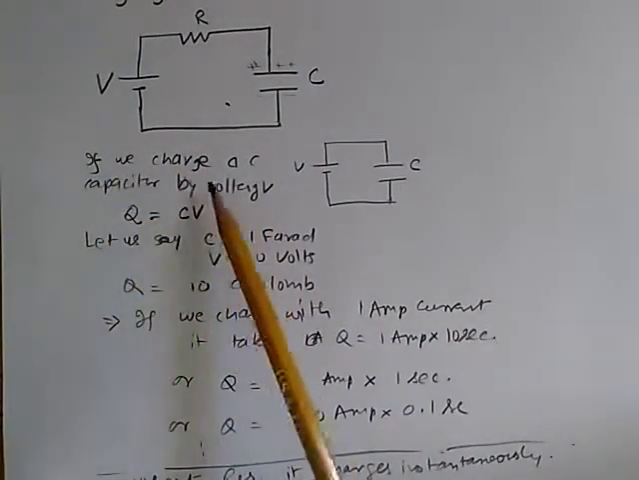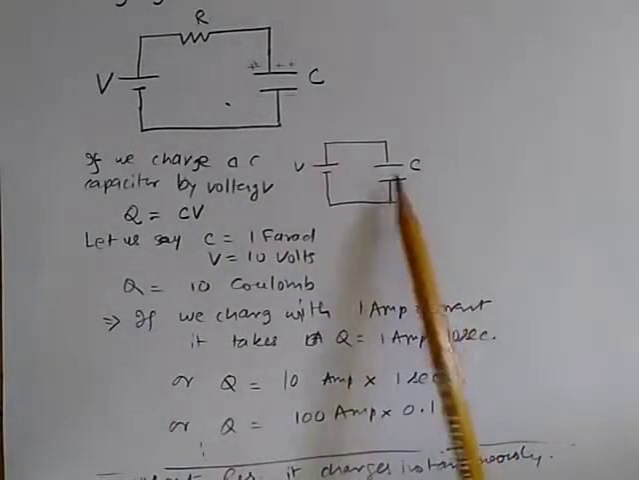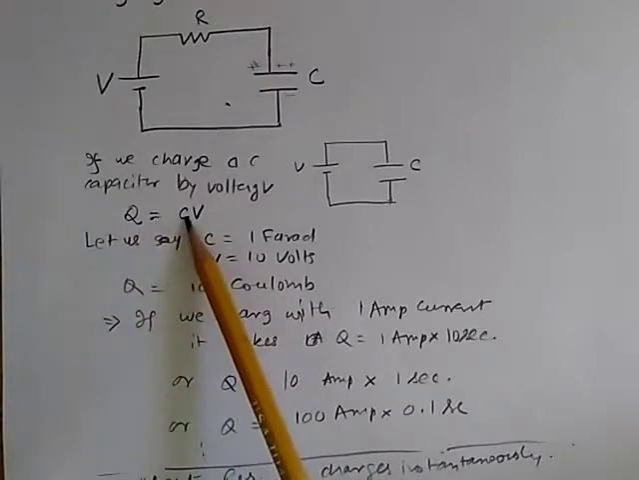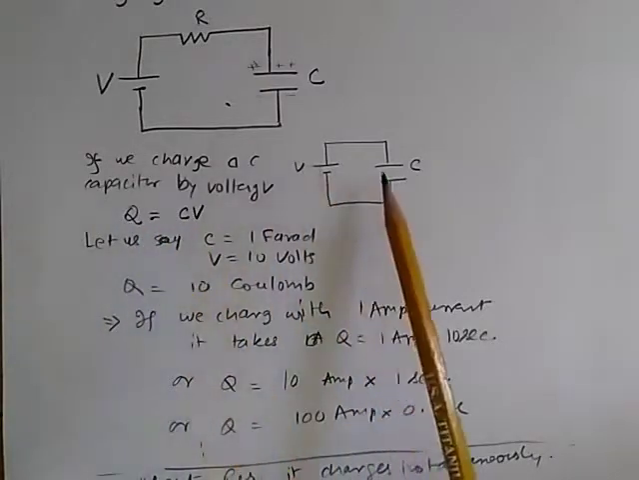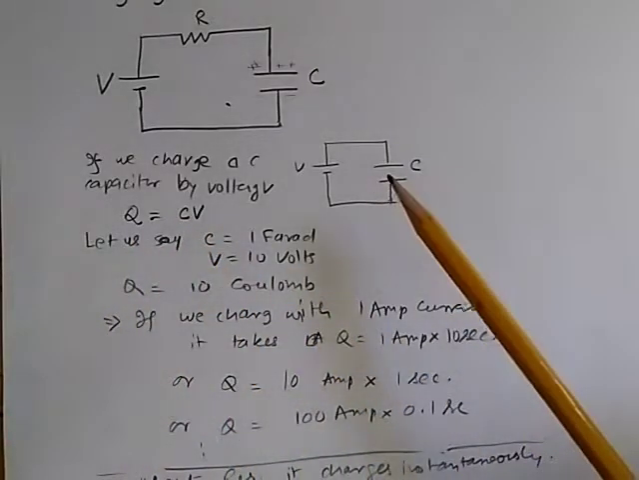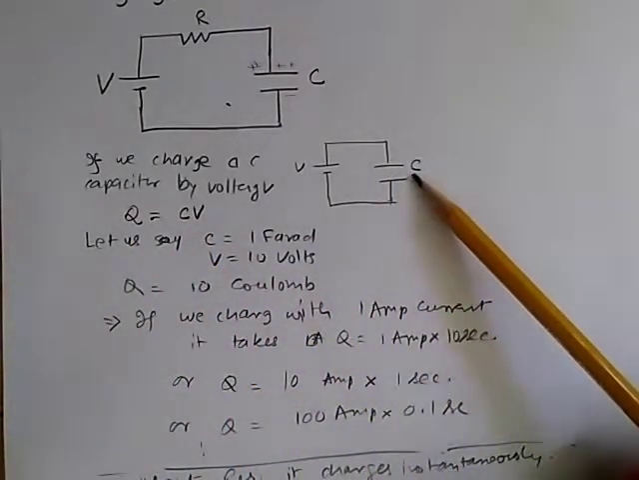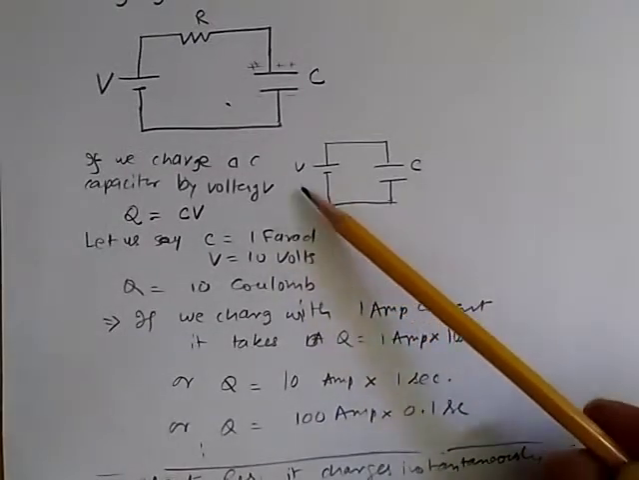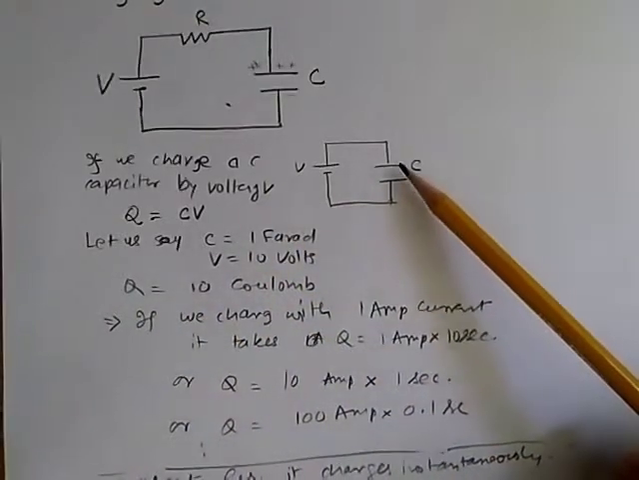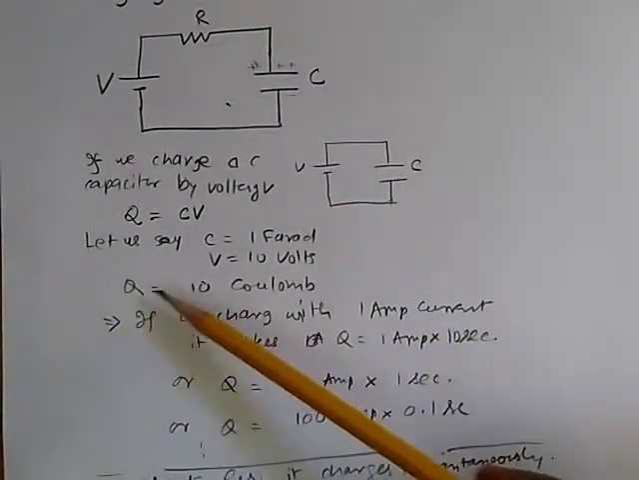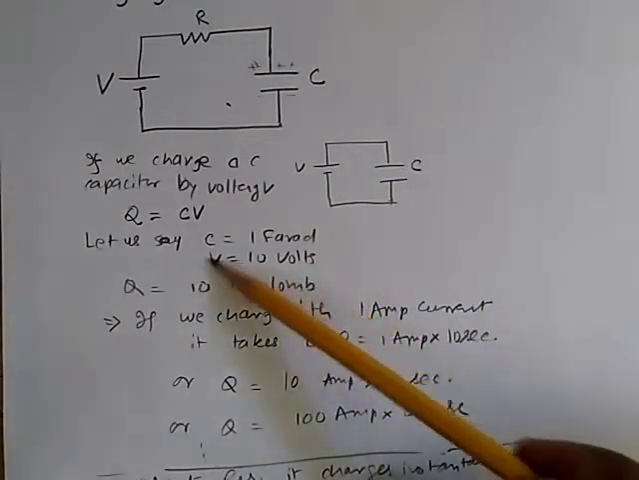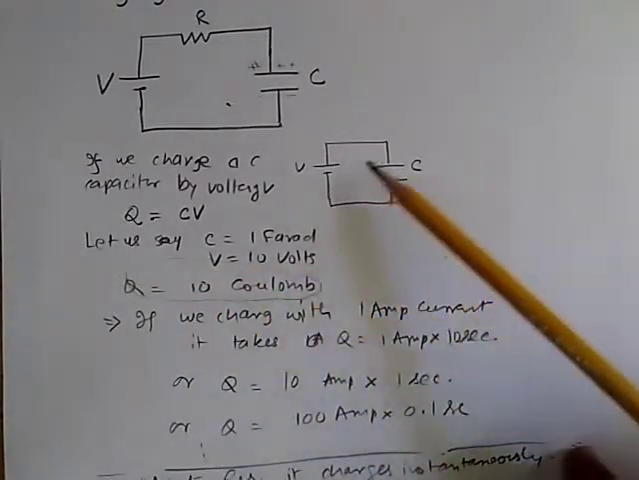If we charge this capacitor C through a voltage V, then we know that the charge on this capacitor is given by the formula Q is equal to CV. I'm giving a real example. Let's say C is 1 farad and this voltage is 10 volt. Then what charge will accumulate on C? The charge accumulated on C will be 10 coulombs. Now, how can this 10 coulomb charge accumulate on it?